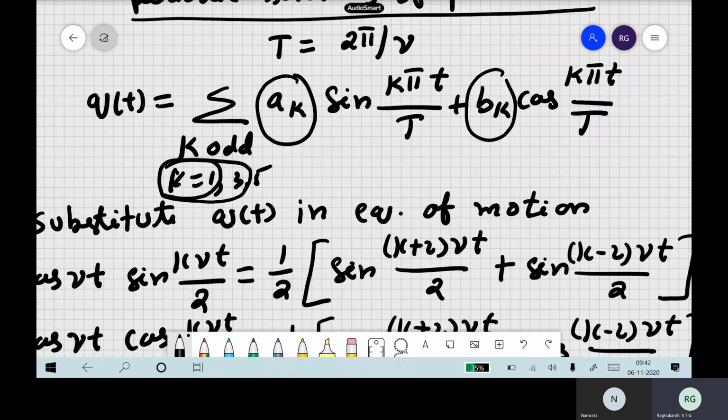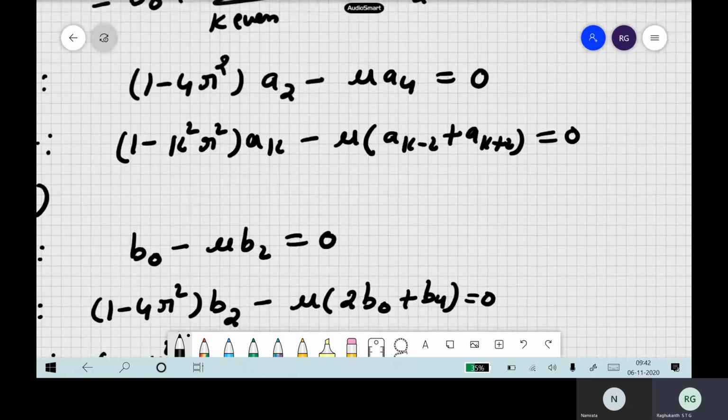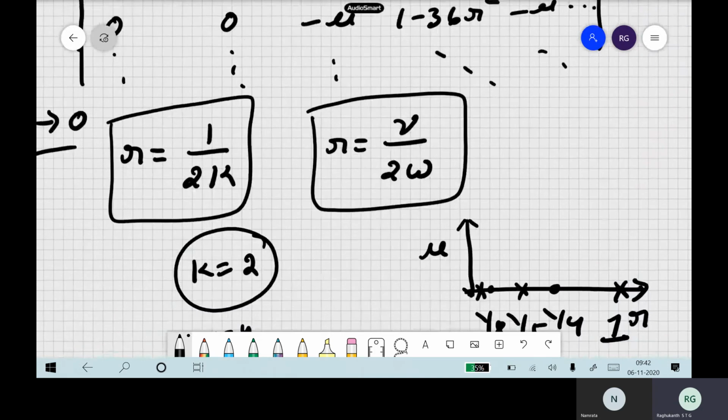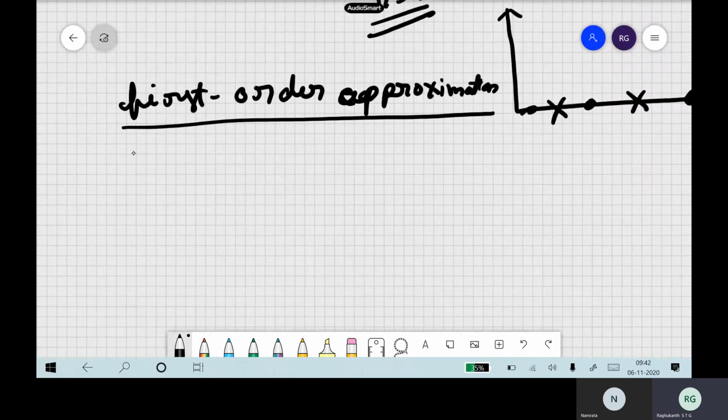Of course, we cannot do an infinite by infinite matrix, we cannot compute its determinant. Depending on the order of the terms, we can compute the determinant and plot the stability boundaries. So let us take the first order approximation. That means we are including only one term in the Fourier series. And as already told you, the first root corresponds to which period? No.